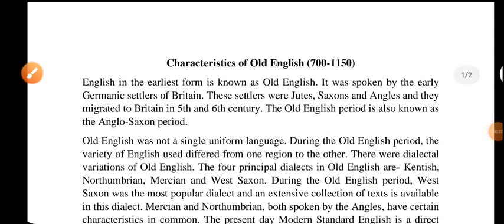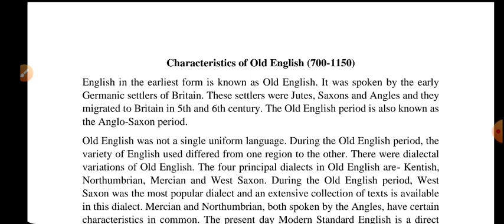Characteristics of Old English, which was there from 700 to 1150 AD. English in its earliest form is known as Old English. It was spoken by the early Germanic settlers of Britain. These settlers were the Jutes, Saxons and Angles, and they migrated to Britain in the 5th and 6th centuries.